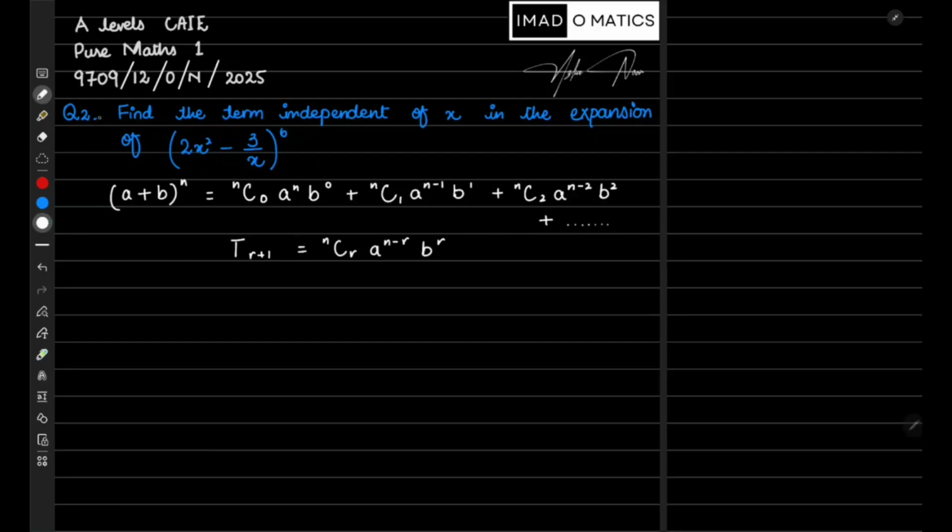So let's begin with question 2. Question 2 says: find the term independent of x in the expansion of this.